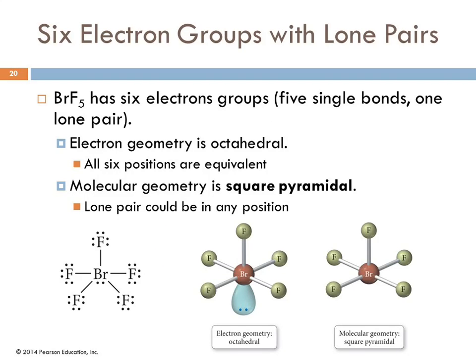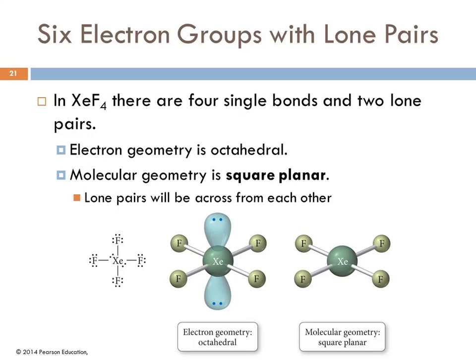Bromine pentafluoride. 6 electron groups with one of them being a lone pair. So this is the octahedron, but now one of these is a lone pair, so it's invisible. And what's left? It's a square pyramid. So we have a square at the base coming up to a point. It's a pyramid. These are equivalent. They're all 90-degree angles, so it doesn't matter where the lone pair is. You'll still end up with a square pyramid.